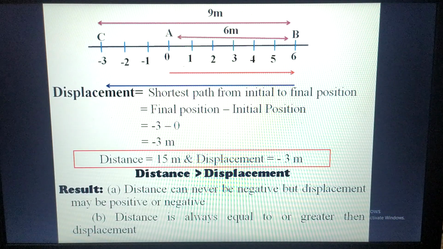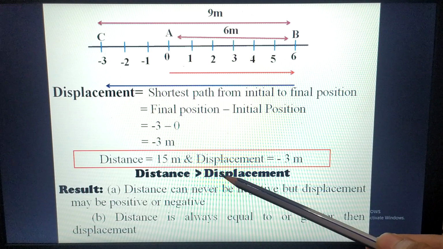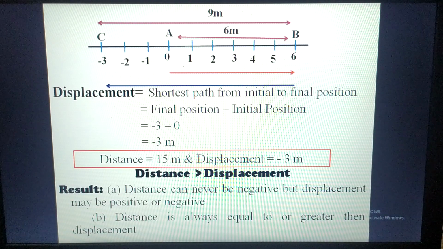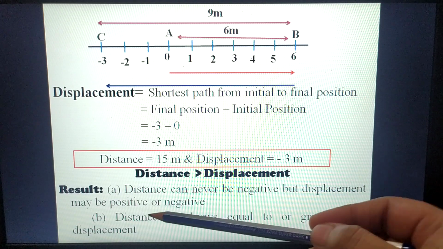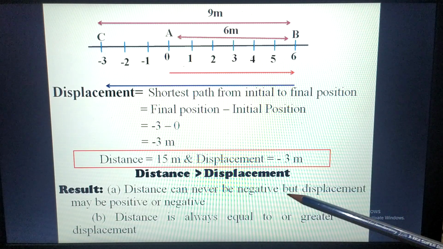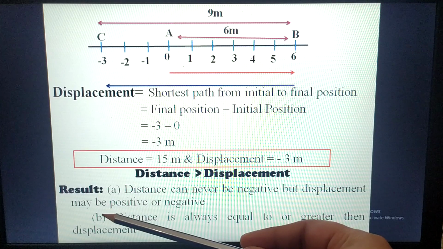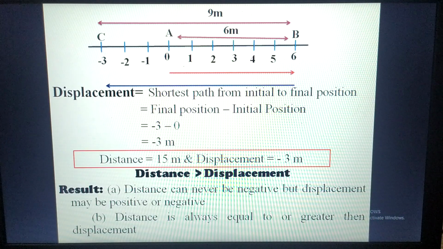From here, what will we conclude? That distance is greater than displacement. From both the cases, what will we conclude? That distance can never be negative, but displacement may be positive or negative. And the second conclusion: distance is always equal to or greater than displacement.